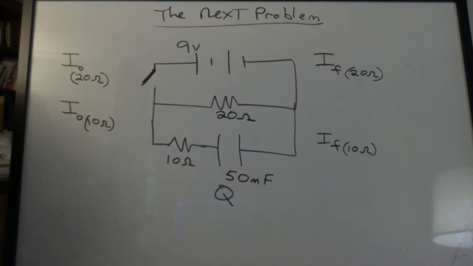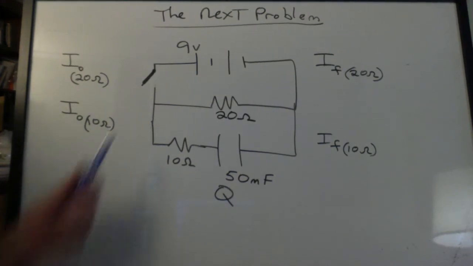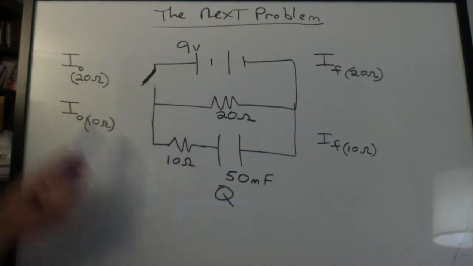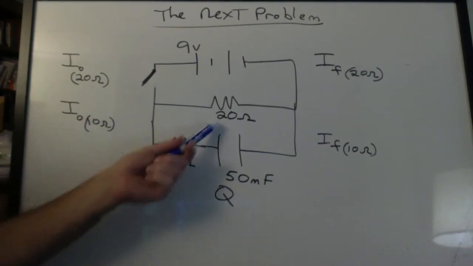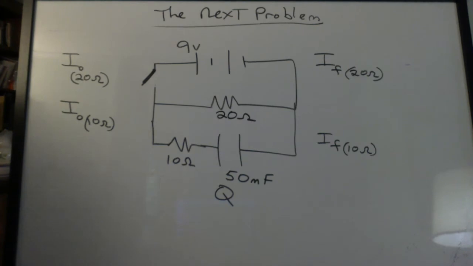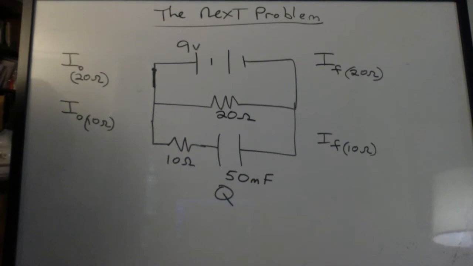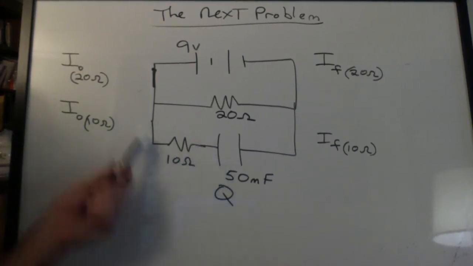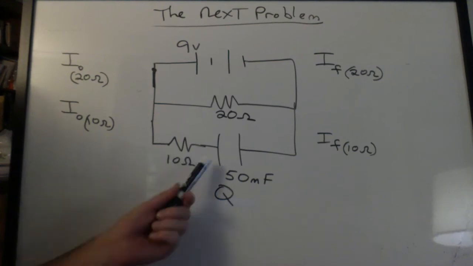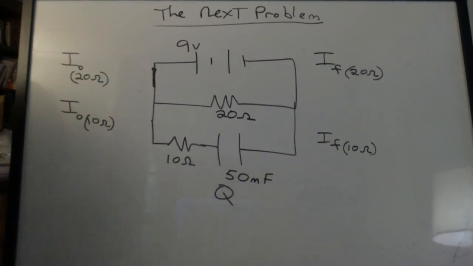Picking up where we left off, the question is, when that switch is closed, what will be the initial current through the 20 and the 10 ohm resistor? Now think about this for a second. You got a capacitor in there, but it's empty. The moment that switch closes, that capacitor acts like a wire. There's no charges here to repel any incoming charges. So whatever comes in just goes out the other side. So just ignore the capacitor.